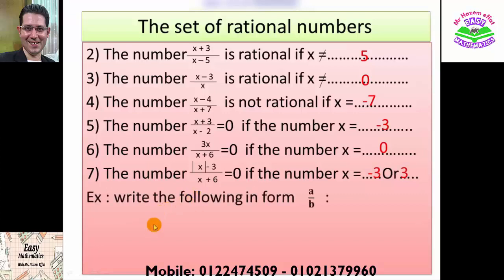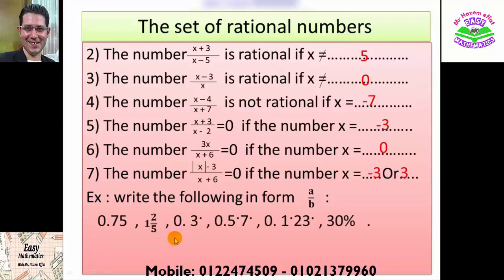Finally, exercise number 2, write the following in the form A over B. I mean we change all the following numbers, or rational numbers, into the form A over B, I mean a fraction. The first one is so easy, 0.75, by using a calculator, it will equal 3 over 4. 1 and 2 over 5, it's so easy by using your calculator or your mind. We multiply 1 by 5 equals 5, plus 2 equals 7 over 5.